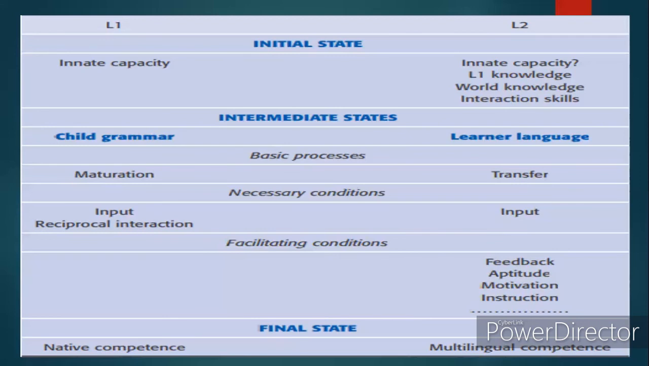Now we will talk about positive transfer and negative transfer. Positive transfer happens when an L1 structure or rule is used in a second language utterance, and that use is appropriate or correct in the second language. And negative transfer, or interference, is when a first language structure or rule is used in second language utterances, and that use is inappropriate and considered an error.